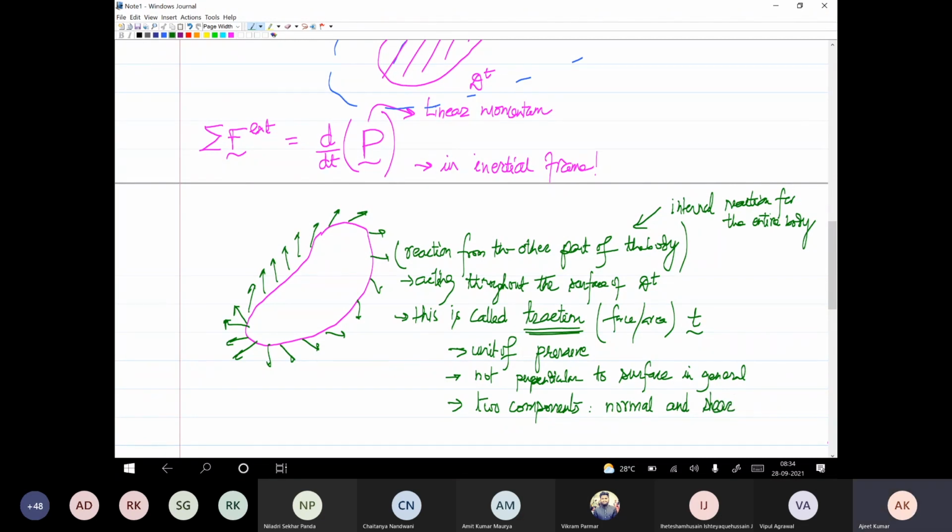And you see, this is not just for a solid body, it is for a continuum. It can also be a fluid. You can likewise think of a part of the fluid body. And again, whatever I'm saying holds for both solids and fluids.